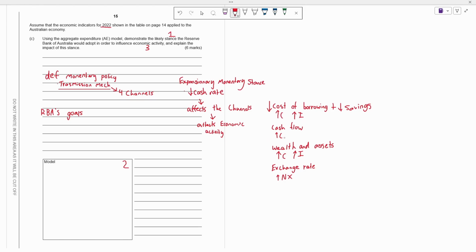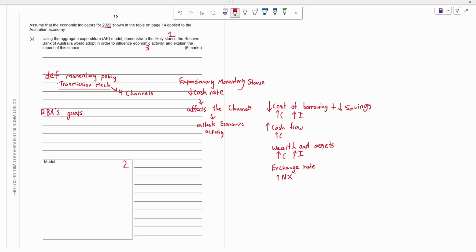Also, for the cash flow channel, with a decrease in the cash rate, this would increase the cash flow for people with variable loans, for example, mortgage homeowners, as they have to pay less interest on their repayment. Therefore, they can use more of their money to purchase goods and services, hence increasing consumption. And for the wealth and assets channel, the decrease in the cash rate would allow more people to have access to cheap money, so they can use this money to purchase assets such as homes or stocks. As these people demand more assets, the price of these assets will increase. So the people who already own these assets are going to feel more financially stable. So they're going to increase their consumption and investment.